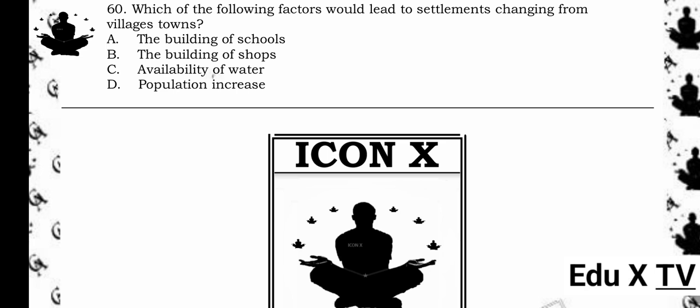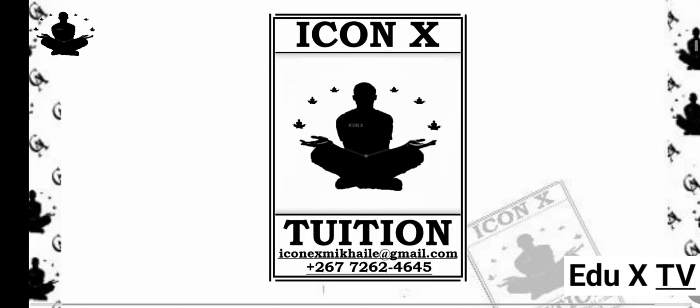60. Which of the following factors would lead to settlements changing from villages to towns? A, the building of schools. B, the building of shops. C, availability of water. D, population increase. The answer is D, population increase. Reason being, as population increases, there's usually more development, infrastructure, and services. This transition can lead a village to grow into a town.